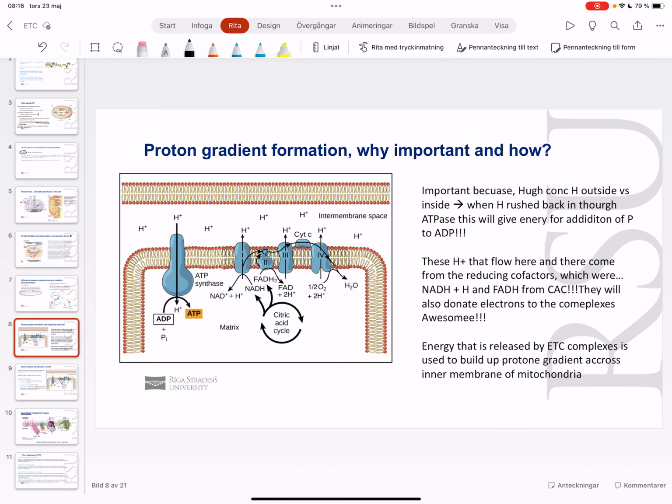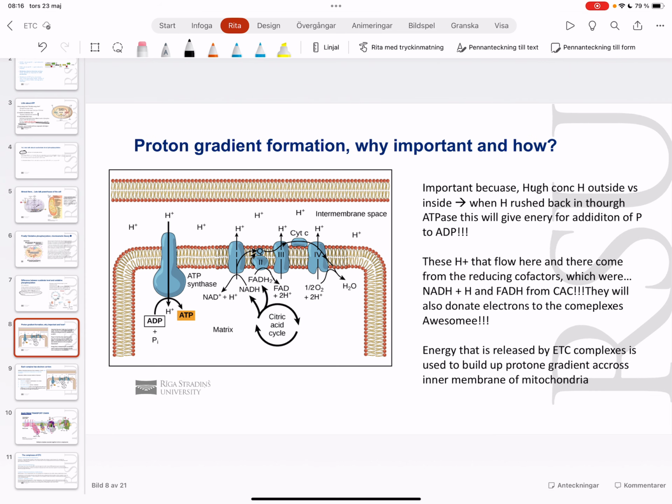Okay, so proton gradient formation, why is it important and how do we get it? It's important because of the high concentration of hydrogens outside versus inside. When hydrogen rushes back in through the ATPase, this will give enough energy for addition of inorganic phosphate to ADP, which is what we've talked about. But the proton gradient is important for that reason.